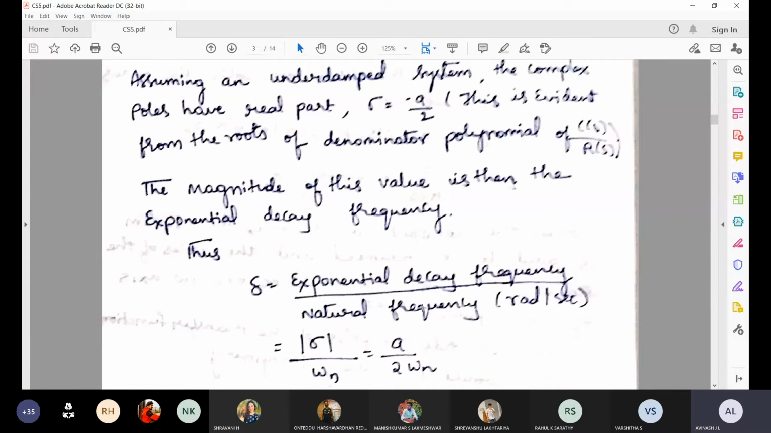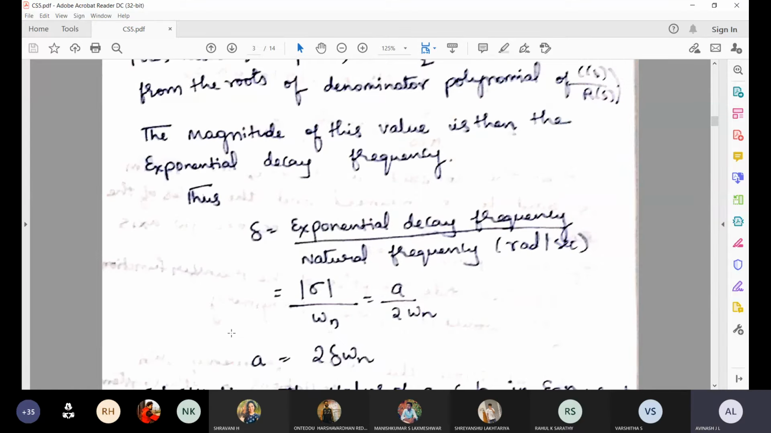Okay. So next, from this equation, what is the a value? A value will be equal to what? 2 delta omega n. Well, delta is the damping ratio.